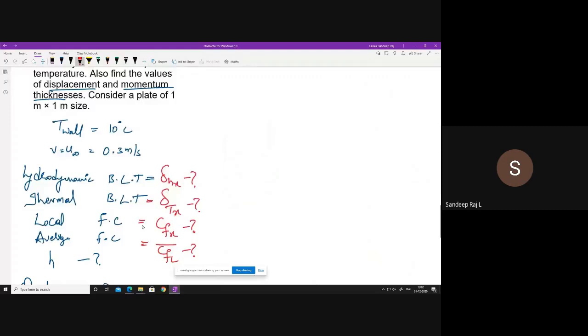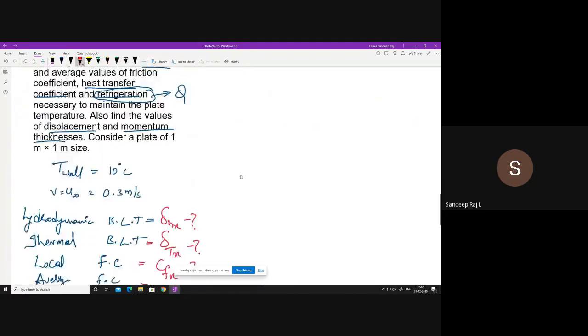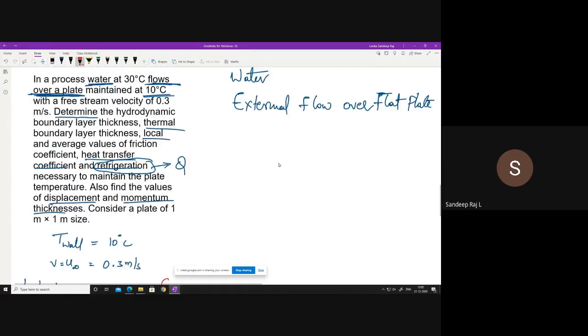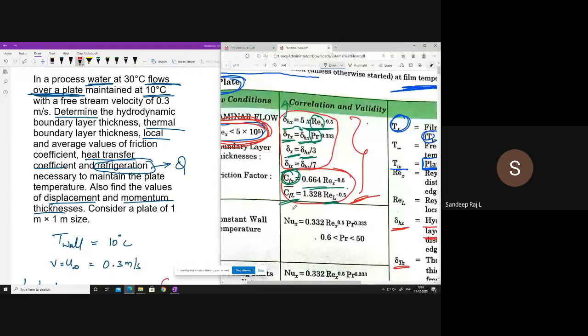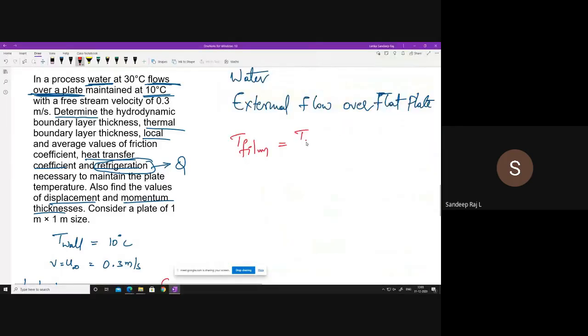In the question he has given the size of the plate as 1 meter by 1 meter. So what you have to do here is find the Reynolds number. But before you find the Reynolds number, you have to calculate the film temperature. This is the first thing you should do. Film temperature is T wall plus T infinity by 2.